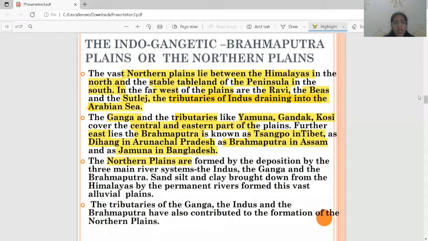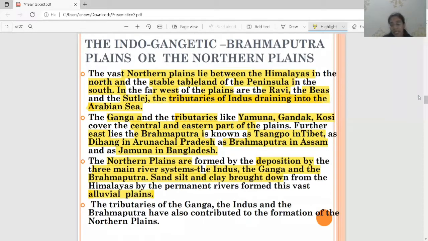Your northern plains are formed by the deposition of three main river systems. I told you, na? The northern plains are formed by three main river systems: Indus, Ganga, and Brahmaputra. Sand, silt, and clay are brought by the Himalayan permanent rivers. You know, glaciers melt; they are the main source of water for these three permanent rivers. So sand, silt, and clay are brought down by these permanent rivers and they form your alluvial plains.